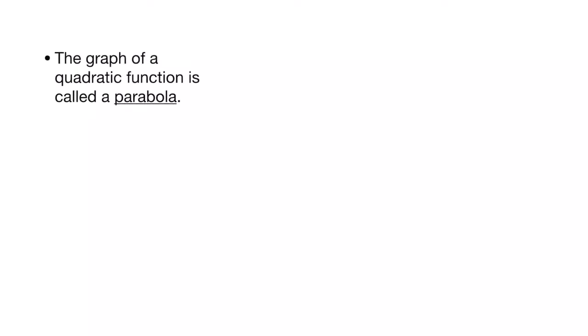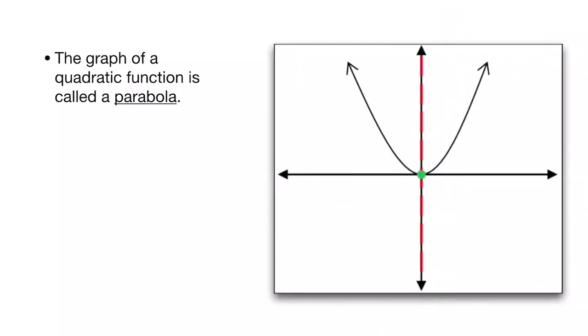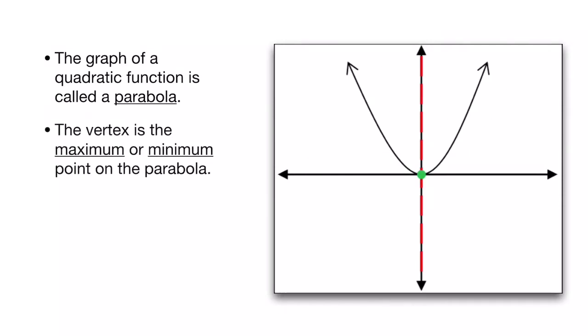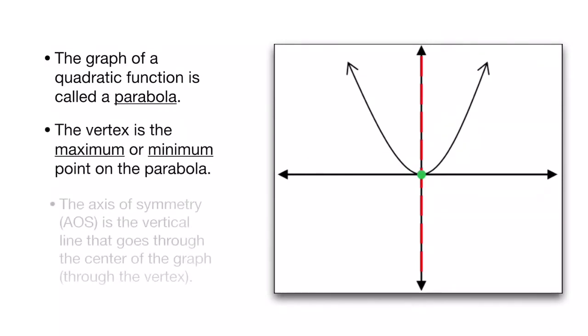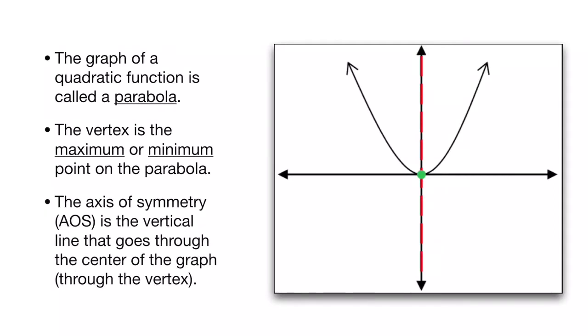The graph of a quadratic function is what we call a parabola. The vertex is the maximum or minimum point on the parabola. And the axis of symmetry is the vertical line that goes through the center of the graph or through the vertex. It's always going to end up being x equals the x value of our vertex.